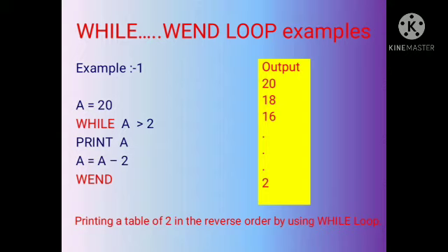Here you can see the starting value is 20, that's why the table is coming in reverse order. So first 20 is coming, then 18, then 16, then 14, like this till 2. So when we want to type a table in reverse order, we have to give a condition like this, and a starting value like this.